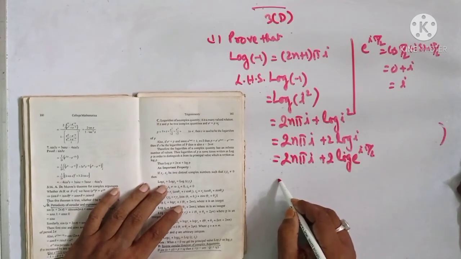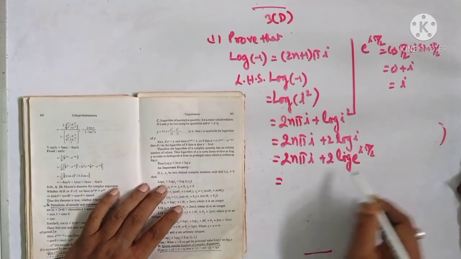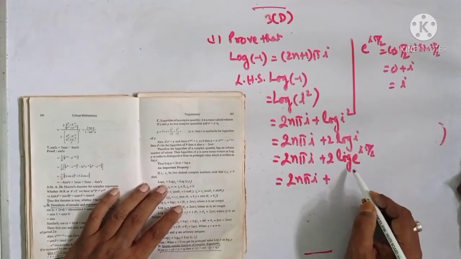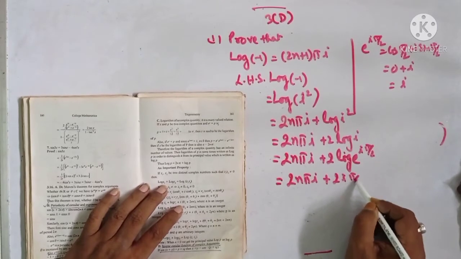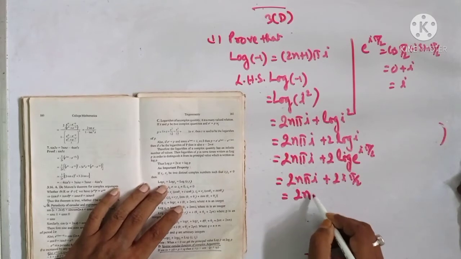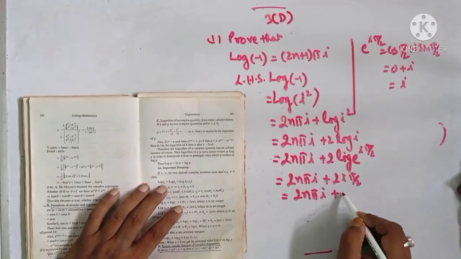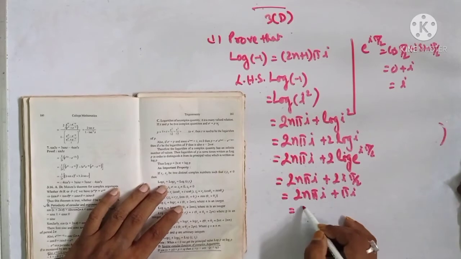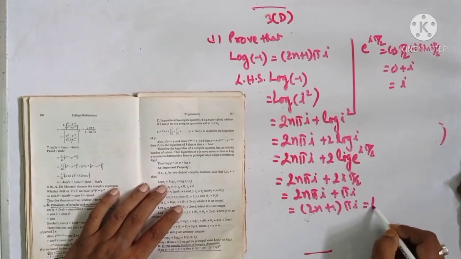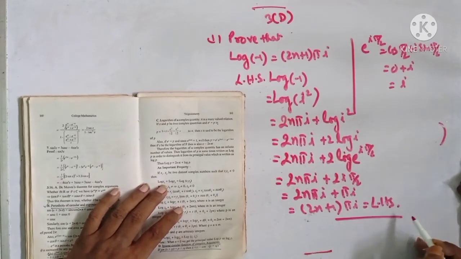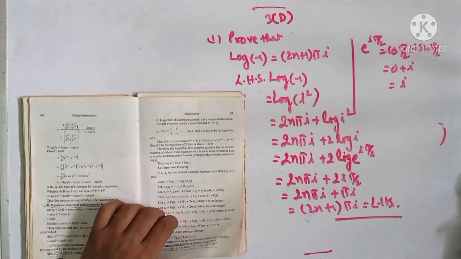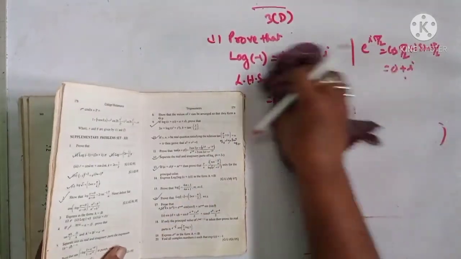So here this will be equal to 2n pi i plus 2i pi by 2 times log e, this will be 1, so this will be 2n pi i plus pi i, so this will be (2n plus 1) pi i. This is equal to the left hand side. This is proved. So now mark question number 2.